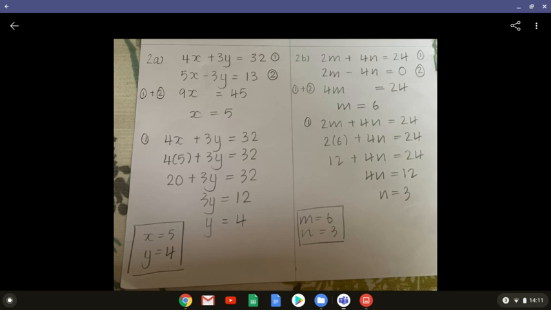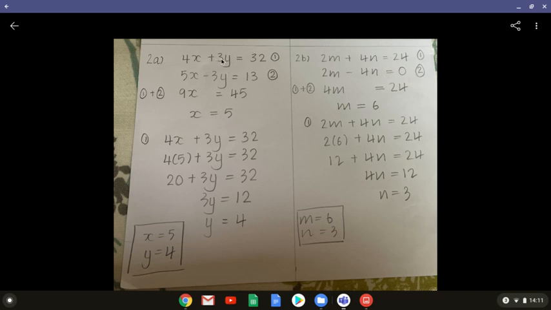So in question 2a here, we have 4x plus 3y equals 32. We have 5x minus 3y equals 13. So in question 1, we had all positives, we had all pluses. So here we have a plus and a minus. So remember, what we were really looking at in question 1 was eliminating either the x's or the y's. We're trying to get rid of either the x's or the y's.